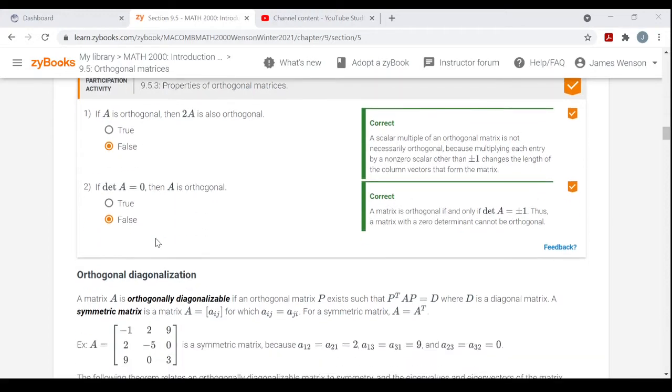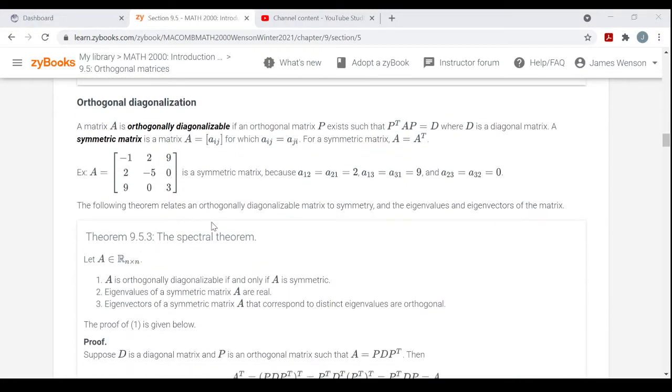All right. So the next part of this section, now that we've been introduced to these orthogonal matrices, is on diagonalization, but more specifically, orthogonal diagonalization. Now, we've seen diagonalization before, and it involved finding the eigenvalues and eigenvectors of a matrix.